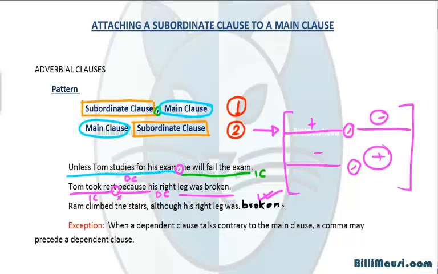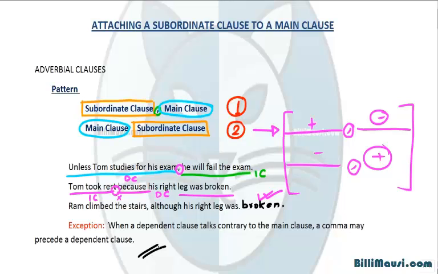Ram climbed the stairs, although his right leg was broken. So this is an exception. When a dependent clause talks contrary to the main clause, a comma may precede the dependent clause. So you can keep this in mind as an exception, and you can note the reason as well.